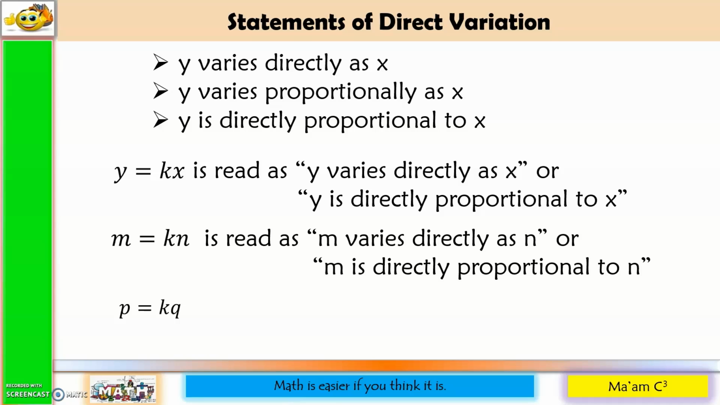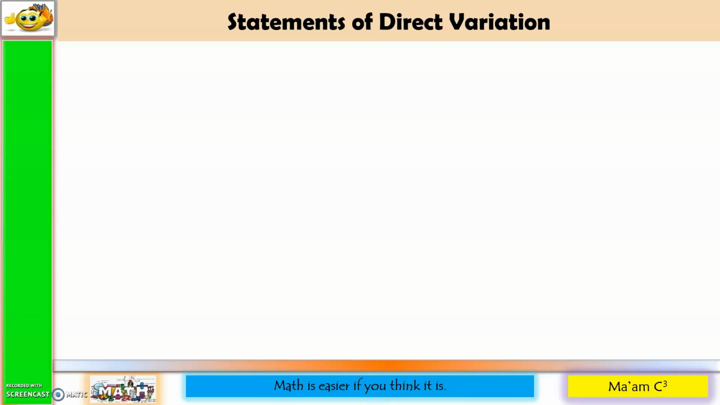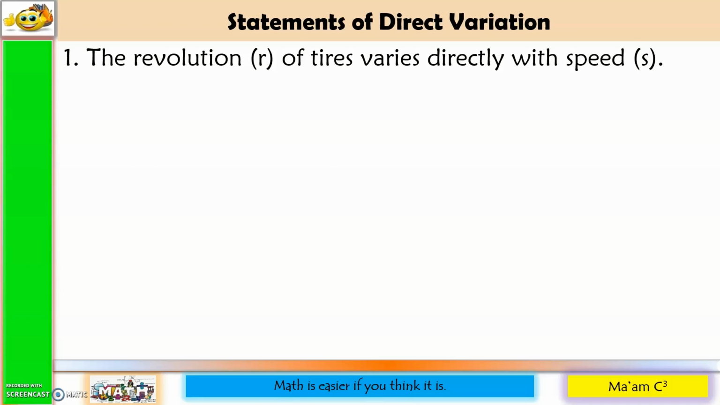How about p is equal to kq? P varies directly as q or p is directly proportional to q. Let us create an equation on the following statements. Number 1, the revolution r of tires varies directly with the speed s. So we have r is equal to ks.